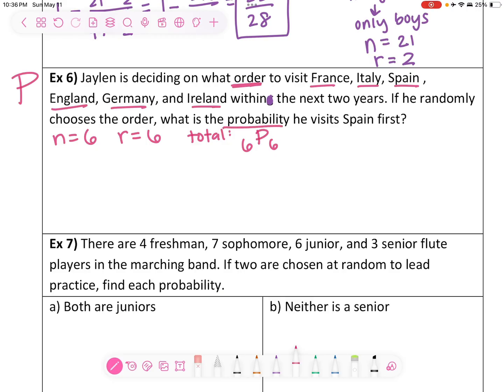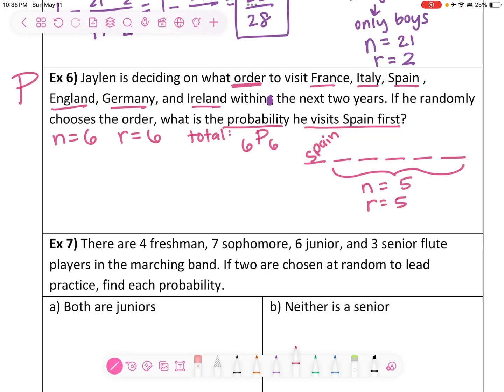What's the probability that he visits Spain first? Okay, so I'm going to draw a little diagram again. So 6 countries, 1, 2, 3, 4, 5, 6. He's going to go to one country first, then the next country second, third, and so on. So if we are talking about the probability that Spain is first, then we know that Spain is in this first slot, but we don't know anything about the rest of the slots. So there's still 5 slots to fill. So N is 5. And he has to fill all 5 slots, so R is 5.